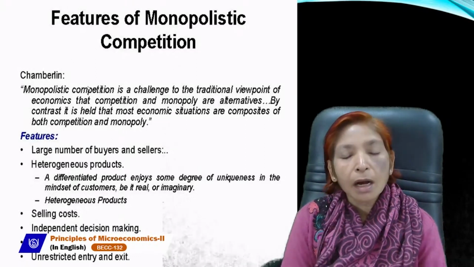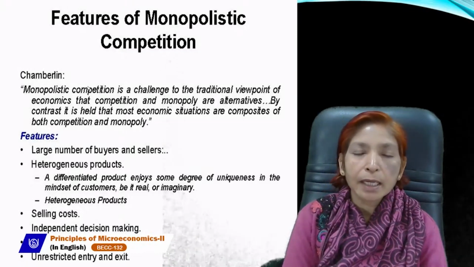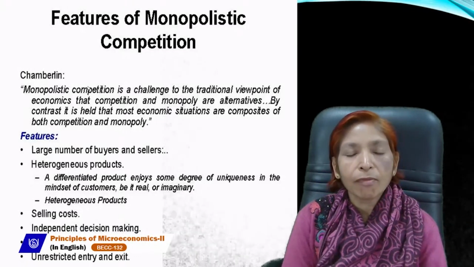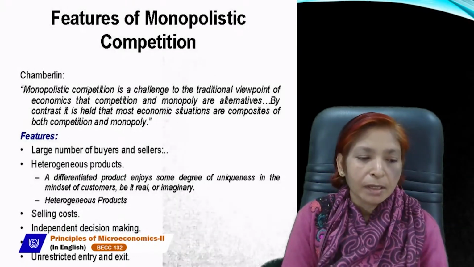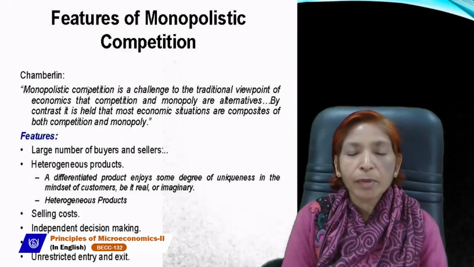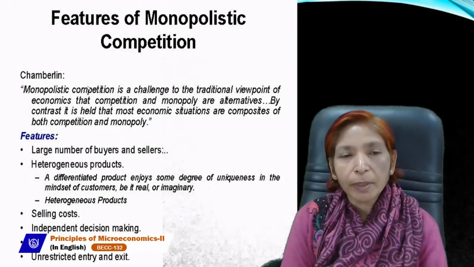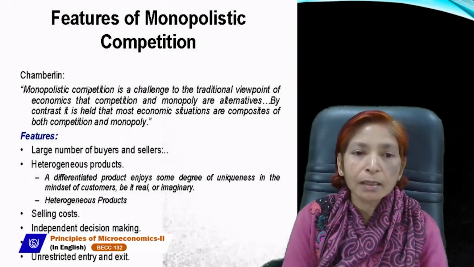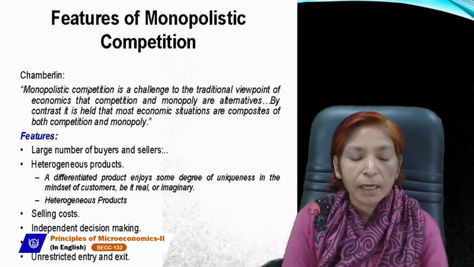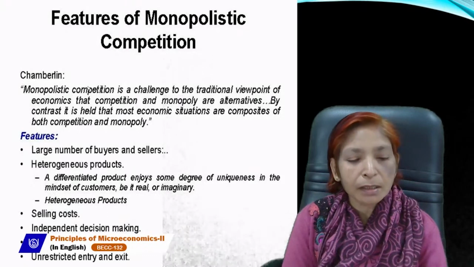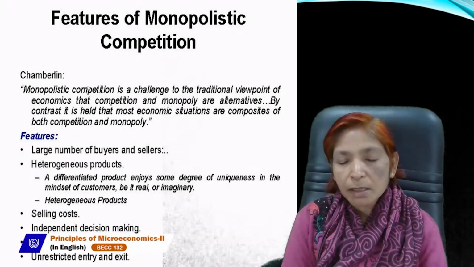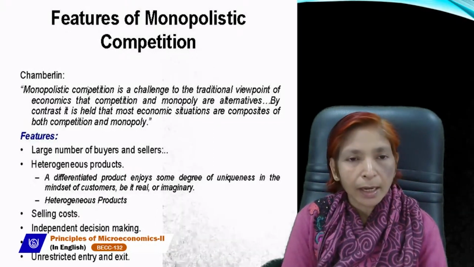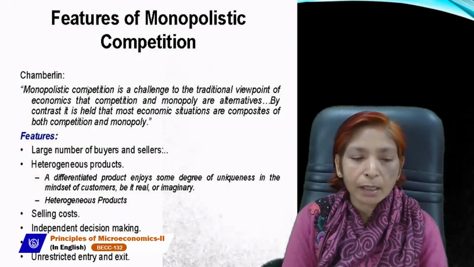Next feature is unrestricted entry and exit. This feature can be said to be a freedom of entry and exit. This feature is taken from the perfect competition market. In a perfect competition market, you know that there is a freedom of entry and exit. Any firm can enter the market at any time, and any firm can exit from the market at any time. It means there is no restriction, no barrier, no hurdles and obstacles while entering or exiting the market.